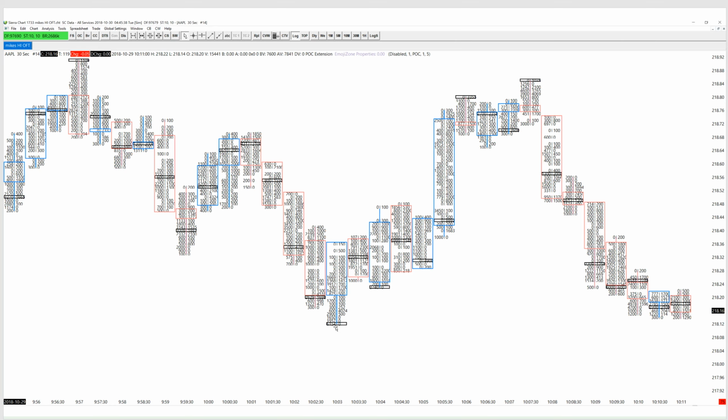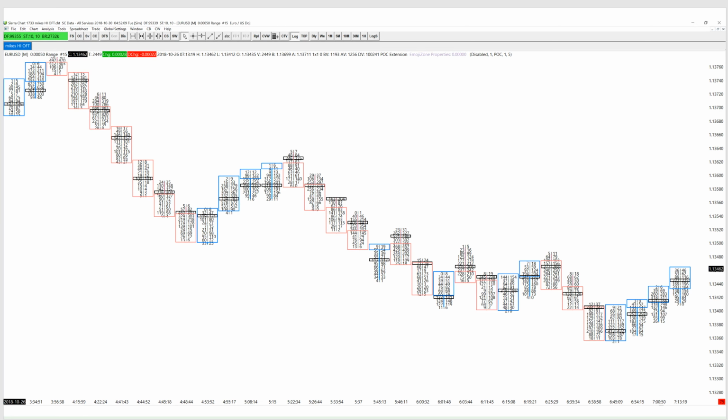But any other software that has a footprint chart should, if it's any good, show you the point of control. I mean, this is one of the basic parts of order flow analysis, and it's highlighted in the bar with the box around the rectangle. Usually it's black, and you can adjust the colors, and it's going to give you a lot of information. This is the Apple chart here, I believe. Right here you can see Apple 30-second chart. And you can see each bar has a point of control.